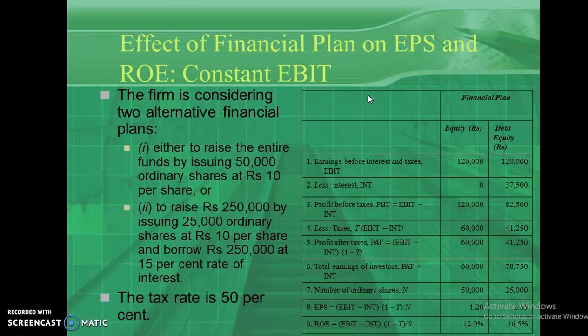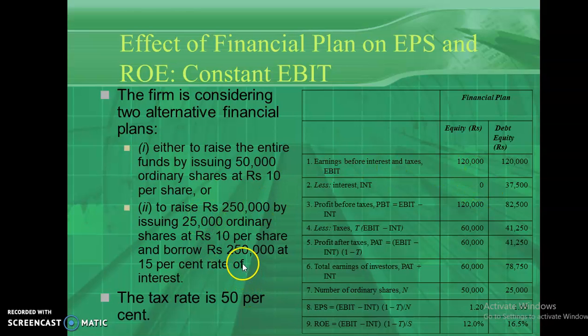So here there is an assumption that the EBIT level of both plans is the same. Earnings before interest and tax is given here as 1,20,000 under the equity plan, and under the debt equity plan also it's 1,20,000. In the first financial plan, is there any payment of interest? Not at all. Reason, this plan deals with equity alone. Equity is not related to interest. Only debentures and loans are related to interest. So under the first financial plan, the interest amount is 0. Of course, you put it here as 0.